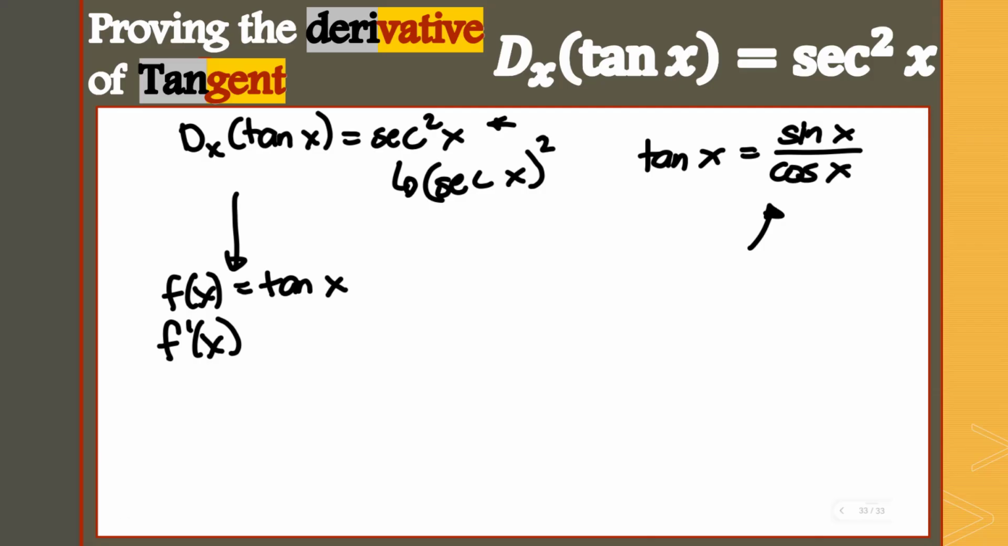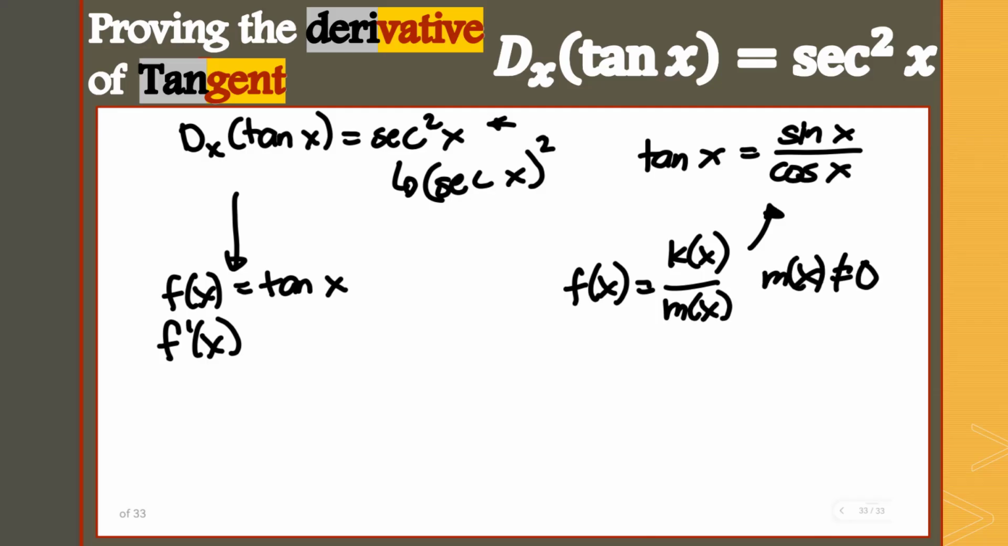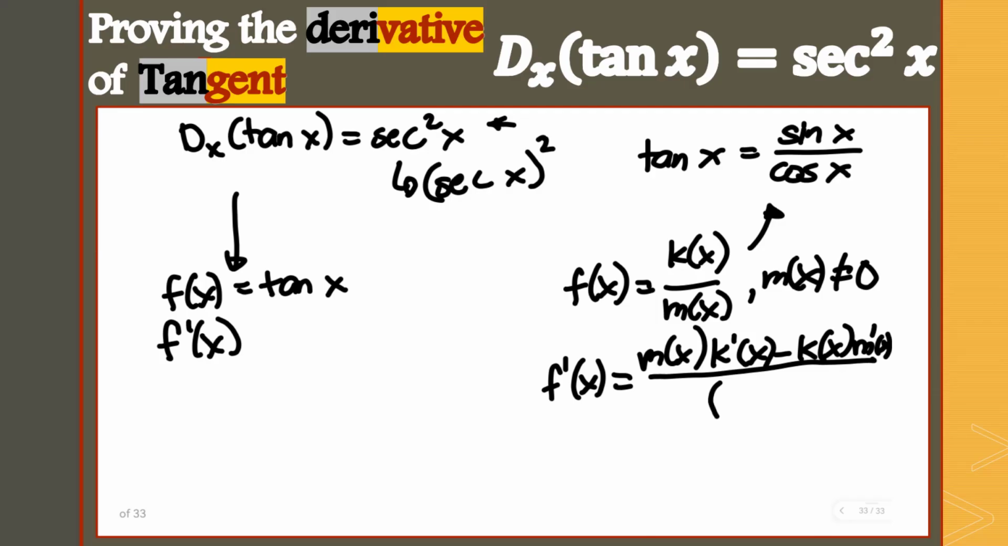Let's have a short review of the quotient rule. If we have a function f of x, which is a ratio of k and m, where m of x is not equal to 0, the first derivative of that is this. Copy the denominator, take the first derivative of the numerator, minus the numerator times the first derivative of the denominator, all over the square of the denominator.